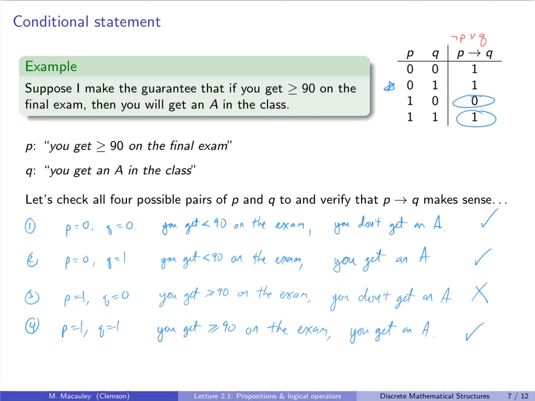The only time that I broke the promise is when you got at least 90 and you did not get an A in the class. That's just this one row right here.